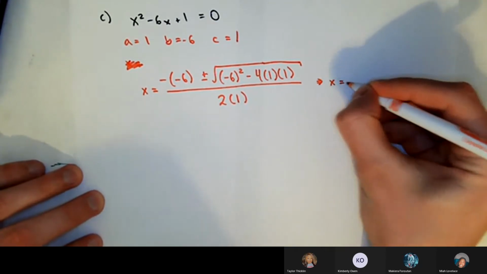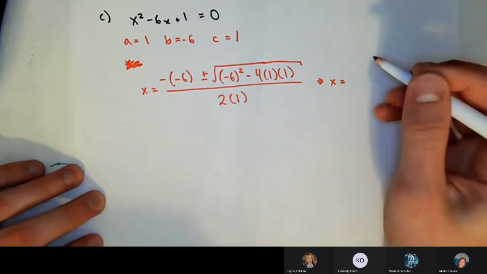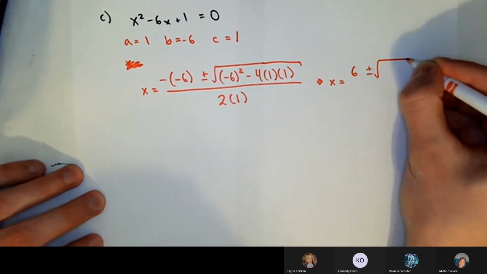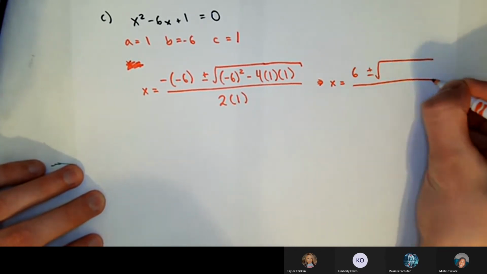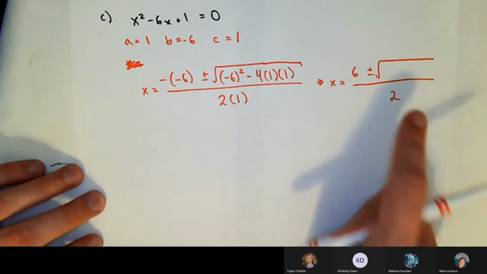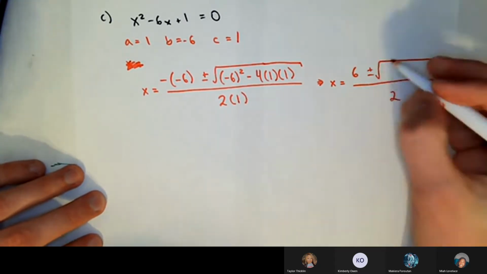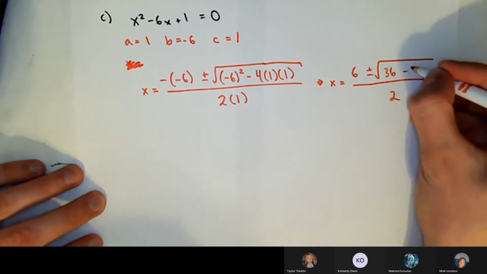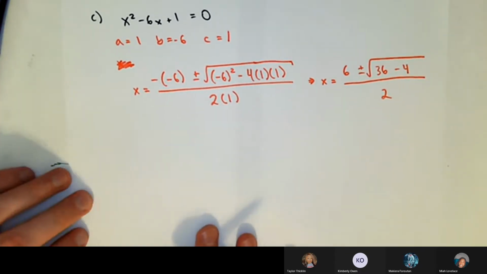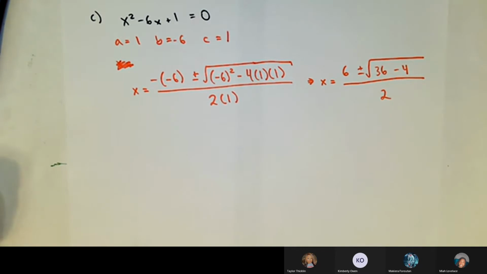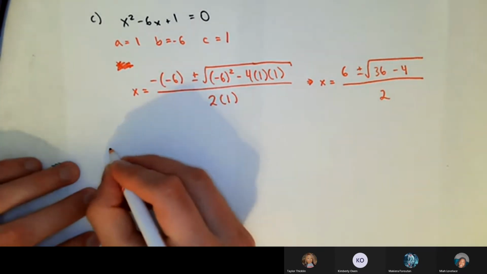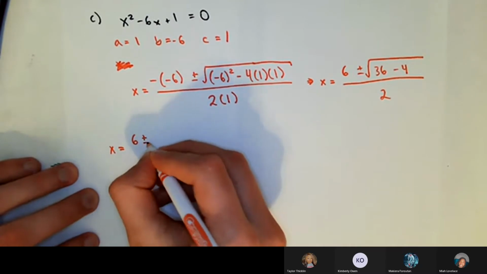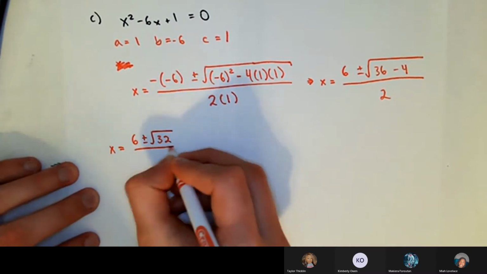Now I can start cleaning it up and say, okay, negative of negative 6 is 6, and then plus or minus inside my, well, actually, let me go ahead and get the bottom. Let me write that down. There, 2 times 1 is 2, no problem. Negative 6 squared is 36, and then minus 4 times 1 times 1. Okay, I'll back up a little bit here. X is equal to 6 plus or minus square root of 32 over 2.